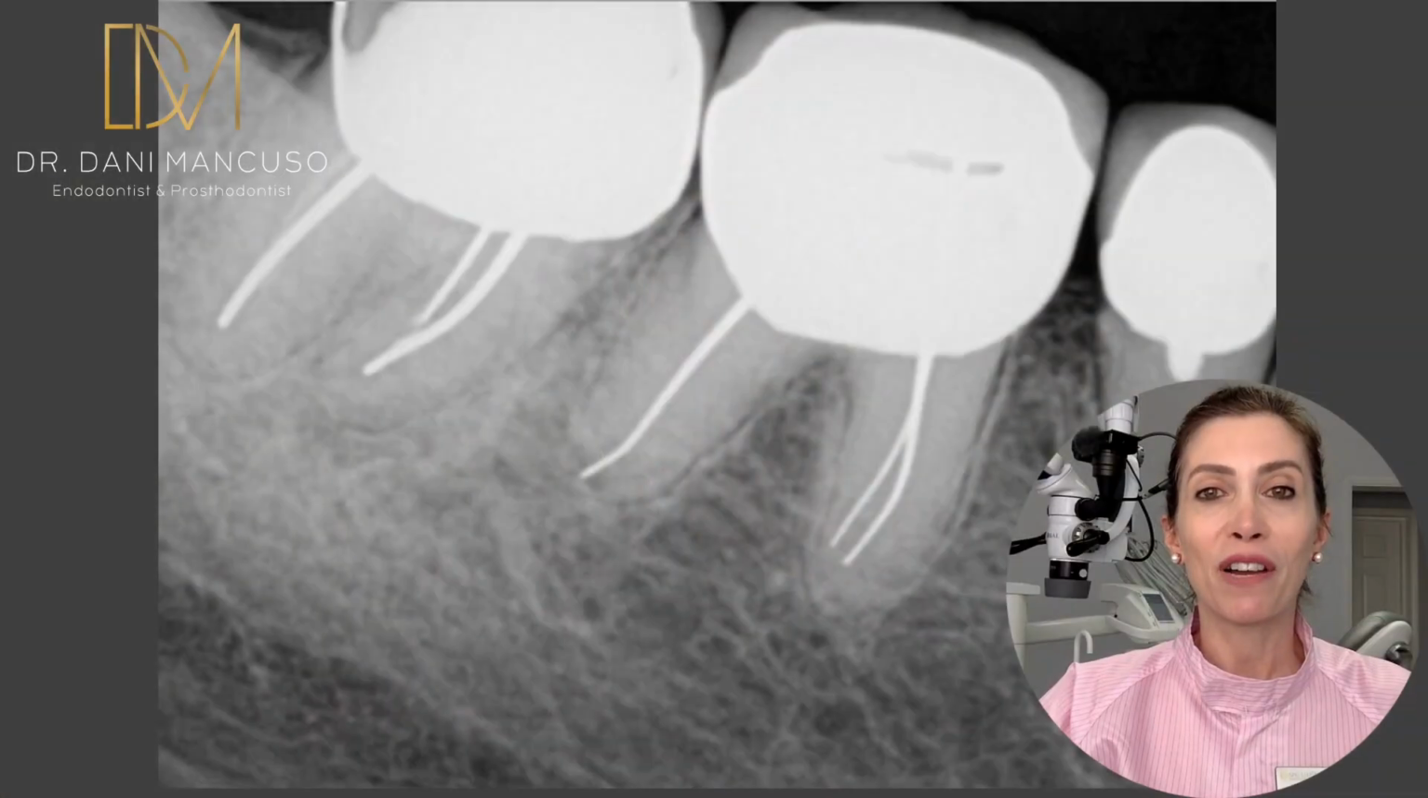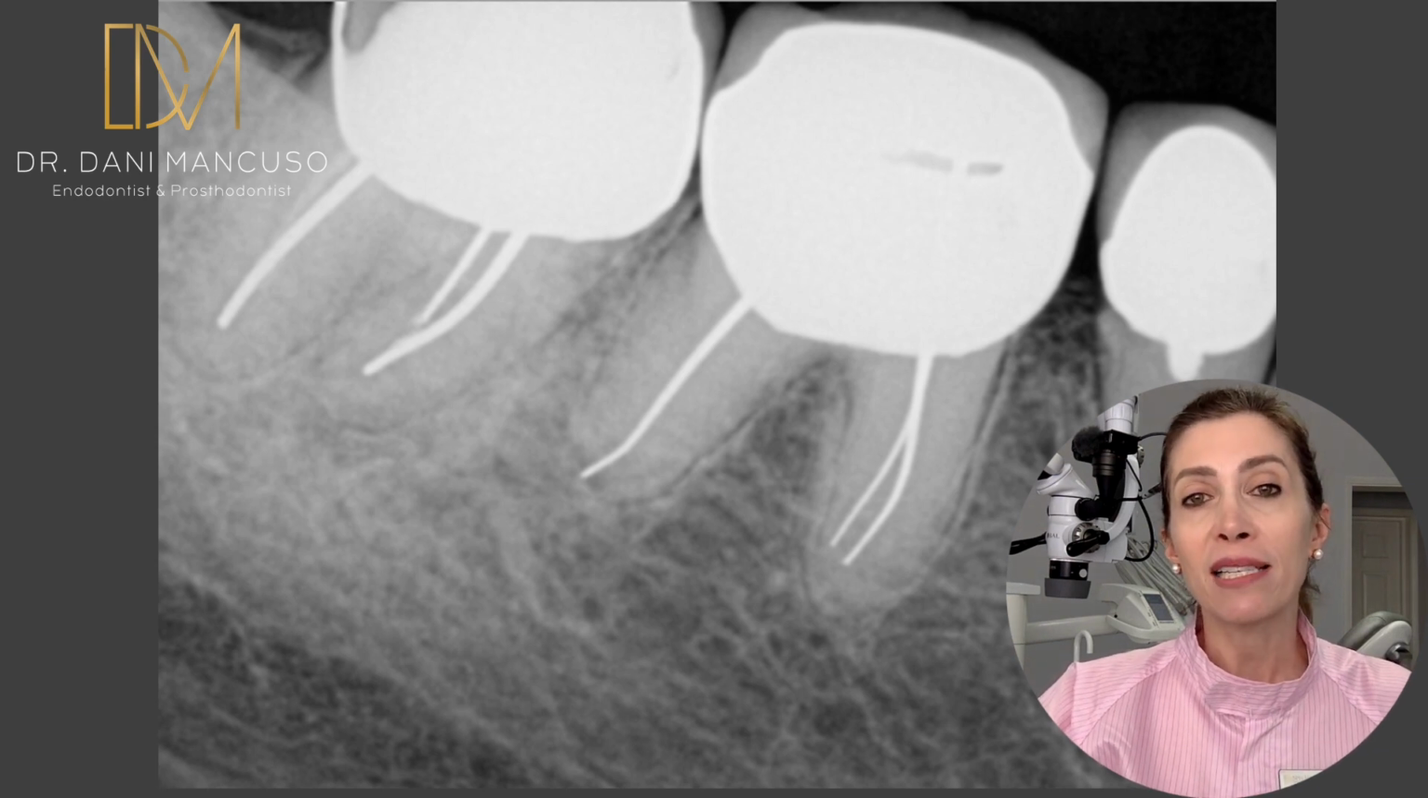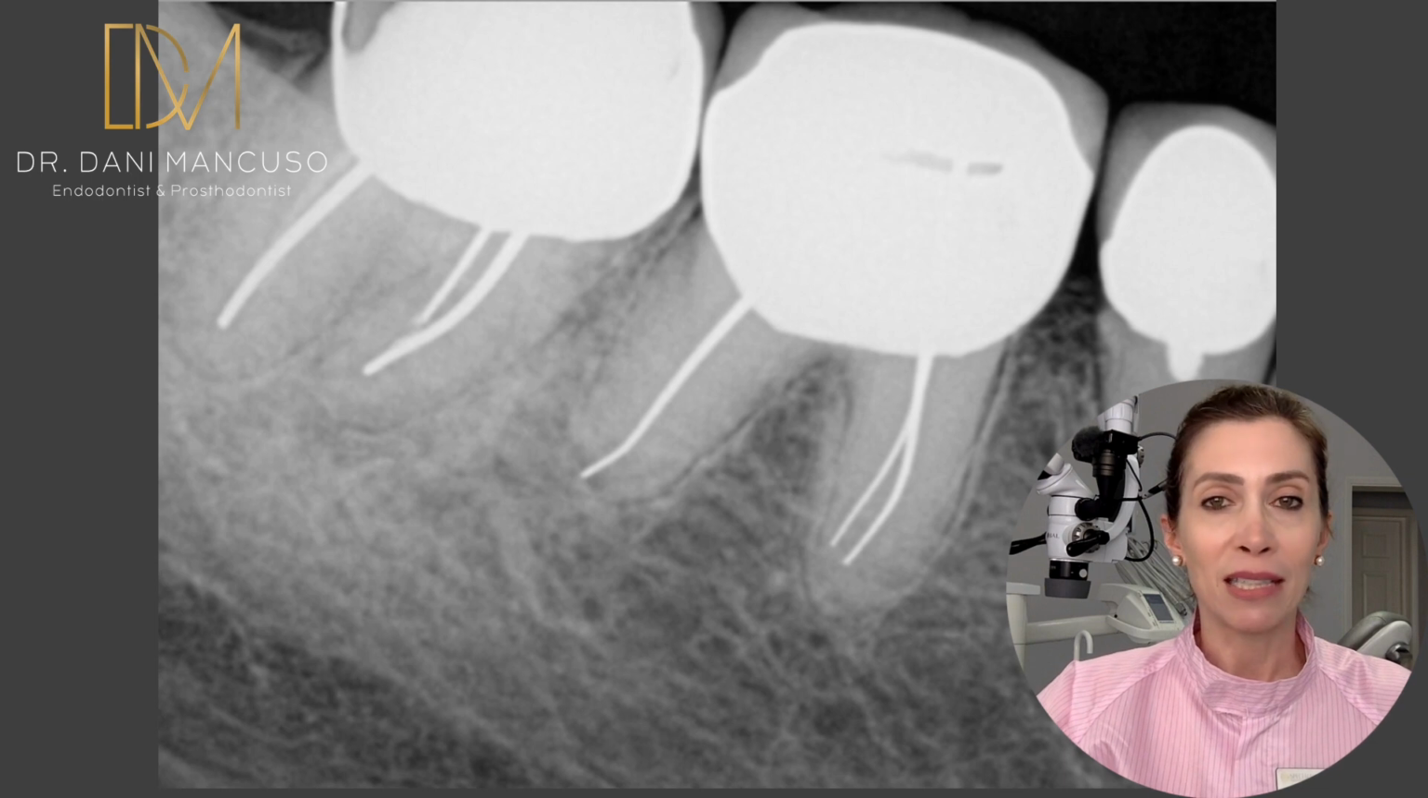This case was referred to me. The patient was in pain coming from the lower right quadrant. He didn't know where the pain was coming from, so he couldn't pinpoint it. We did the tests and both teeth were tender to percussion, both vertically and horizontally. There was no deep periodontal pocket in either of those teeth, no swelling, no redness.